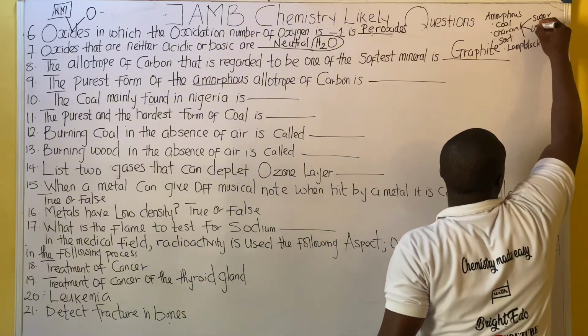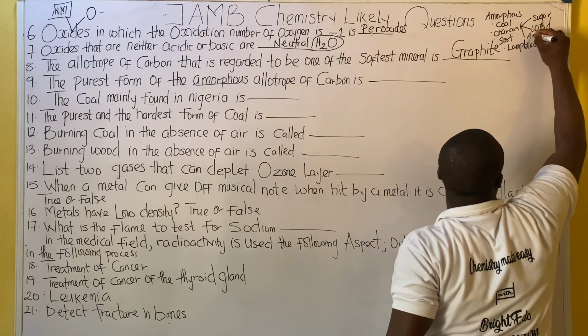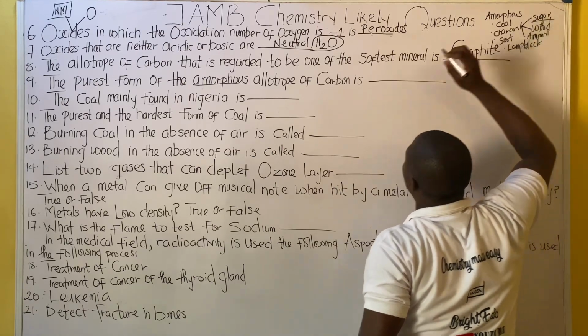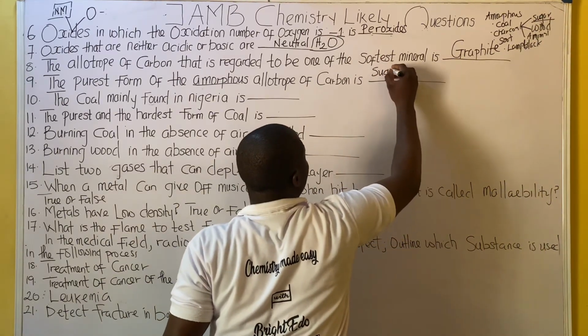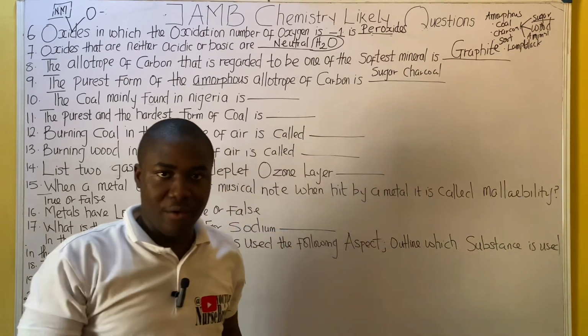You must know here that the purest form of the amorphous allotrope of carbon is simply called sugar charcoal. So the answer to this question becomes sugar charcoal. I believe you are following me. It is very, very easy.